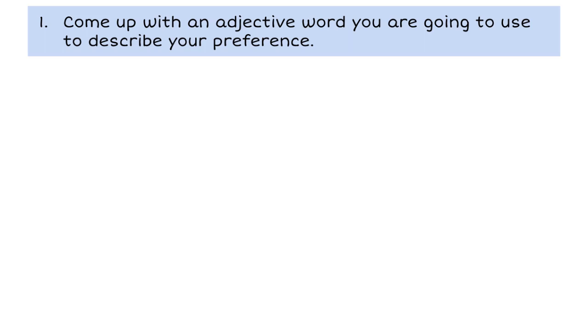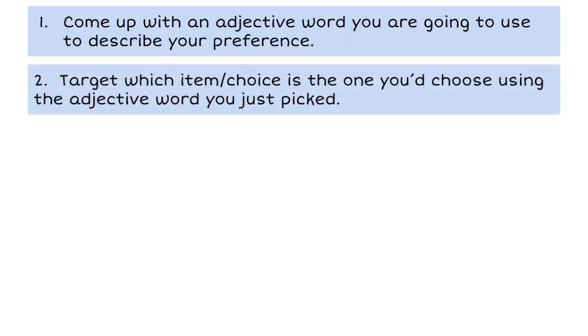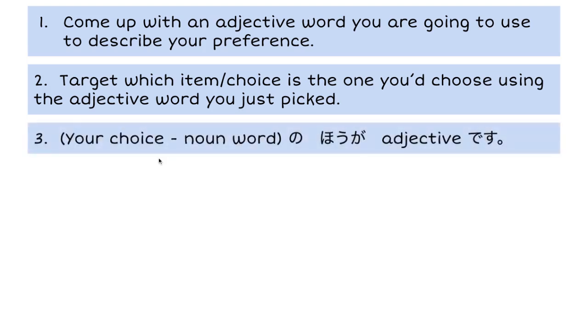Whatever the adjective that you are going to describe your preference, and then target the item that you're going to choose. Oh, this one I like better, or this one is tastier, or this one is more interesting. You're going to know which one to choose. Then you go something の方が adjective です. Notice there is a の because 週末 or 平日 is a noun.